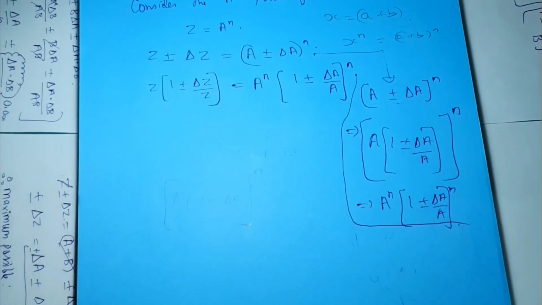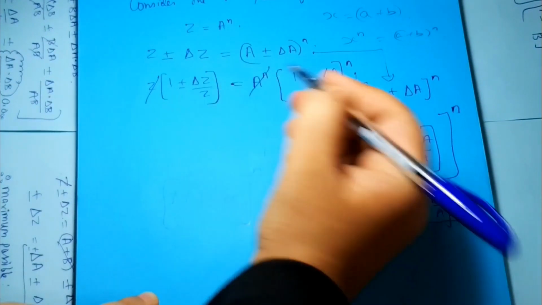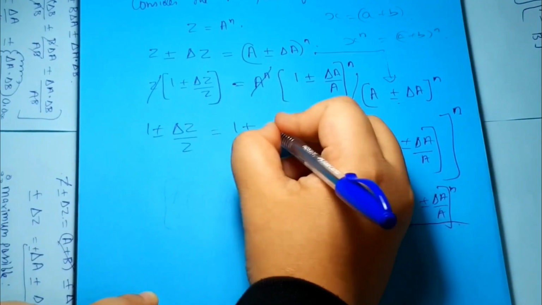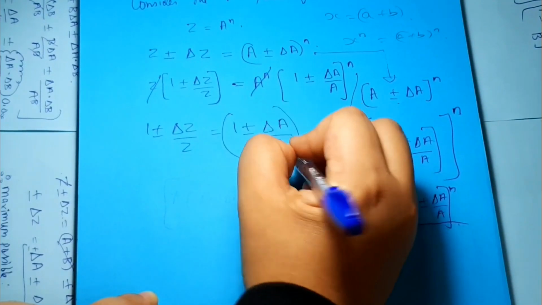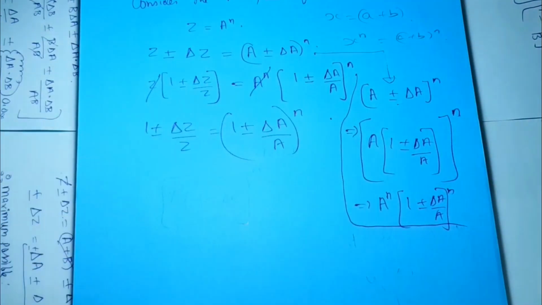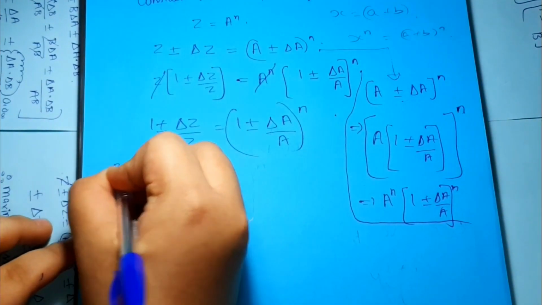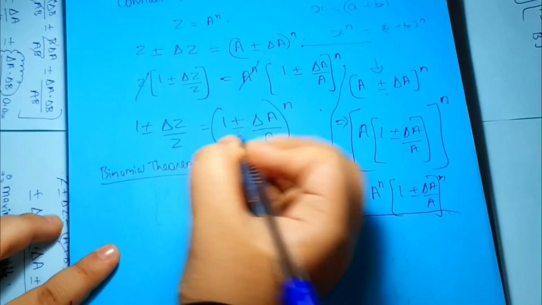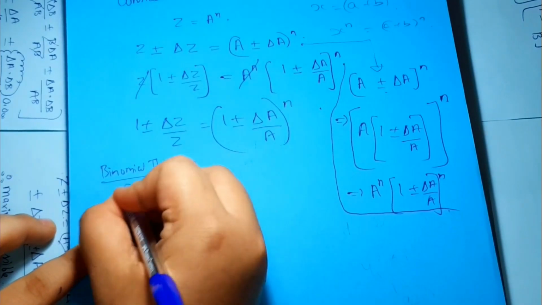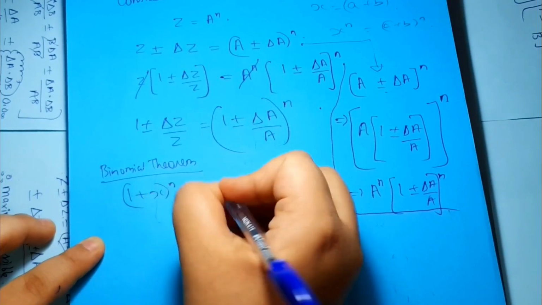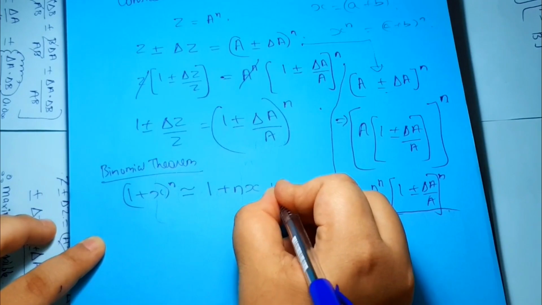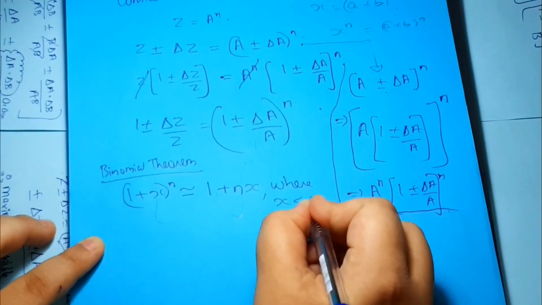Okay, now fine. Great. Now can we cancel this both? Of course we can cancel them. So far clear and steady. Now we shall be using our binomial theorem for this given part. Let's see what the theorem is and how we use it. The binomial theorem says 1 plus x whole raised to n is approximately equal to 1 plus n into x, where x is very much less than 1.